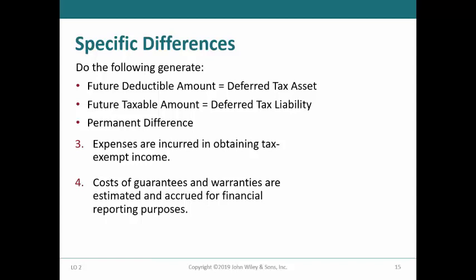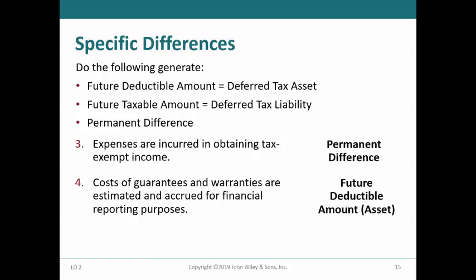The third one, expenses are incurred in obtaining tax-exempt income, is a permanent difference. Expenses in obtaining tax-exempt income are never deductible on the tax return. The cost of guarantees and warranties that are estimated and accrued for financial reporting purposes will result in deferred tax assets because they will be deductible later on the tax return when they are actually paid.